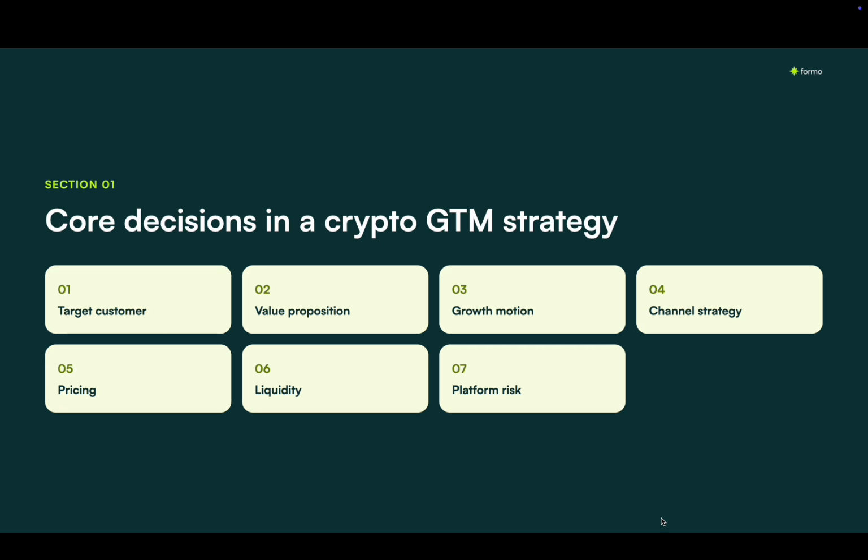There are 7 core decisions in a crypto GTM strategy. Start with the target customer and value proposition. Then define the growth motion and channel strategy. From there, structure pricing, evaluate liquidity, and consider platform risk. These decisions shape how the product reaches users and how that growth can scale.